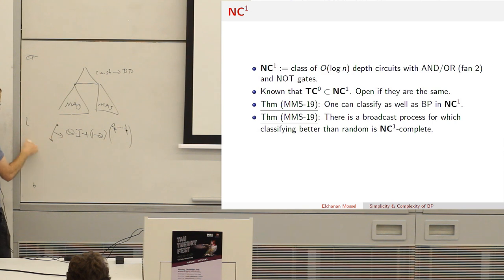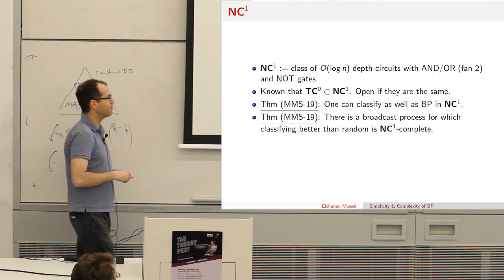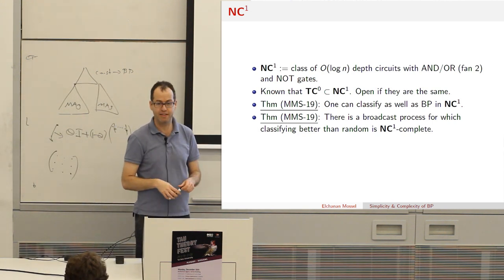Now, instead of that, it's going to be some 3x3 matrix, which I don't remember, with some generic values. This is going to tell you how I go from this level to this level. So there is a broadcast process on the tree for which classifying better than random is NC1 complete.